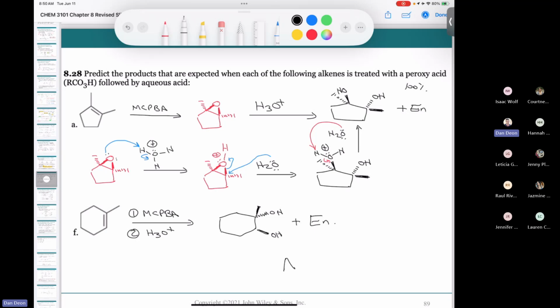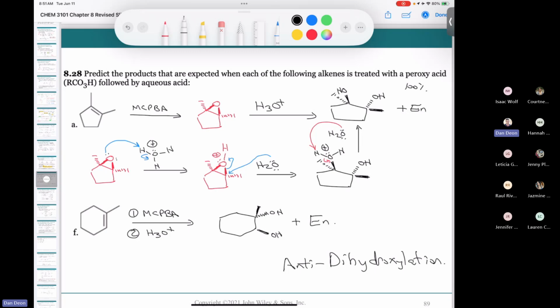That covers anti-dihydroxylation. Okay. Give me a thumbs up if you're with me on the anti-dihydroxylation. So it passes through an epoxide. Yep. And then you crack that open with aqueous acid. And again, you only need to know the mechanism for the second part.